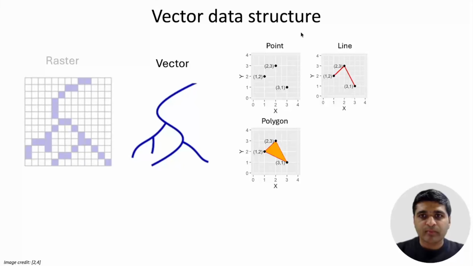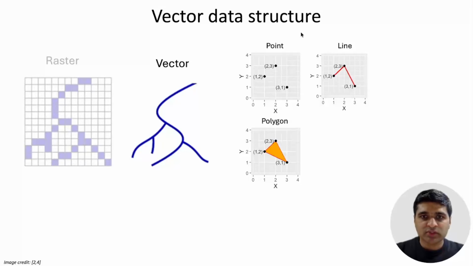In vector data, every feature has extra details called attributes that are linked to it. A point showing a city may have attributes like its name, population, or number of houses. A line showing a river may carry details like length of the river or water level, and so on. A polygon of farmland can store ownership and its area, etc.